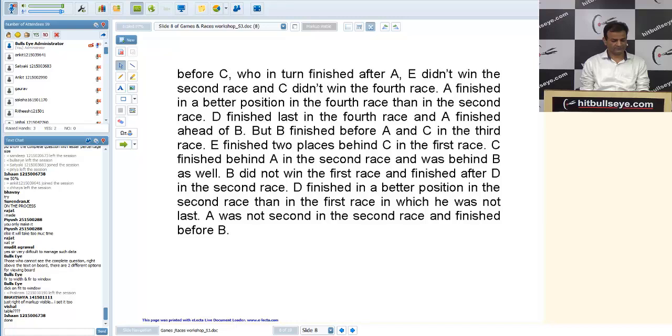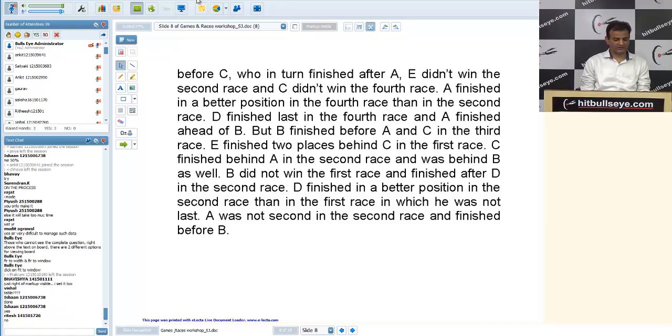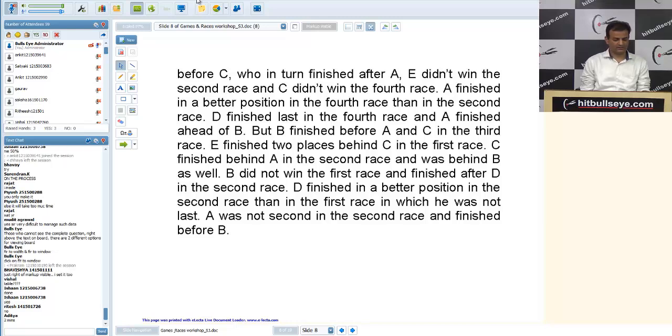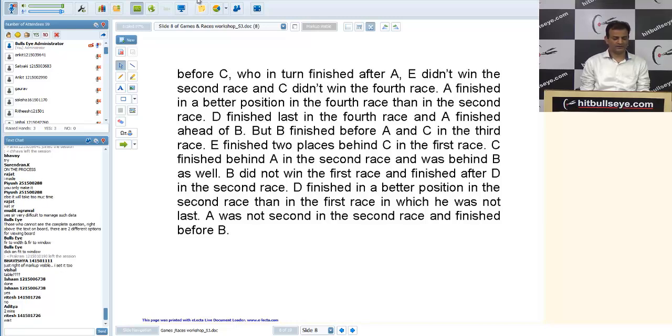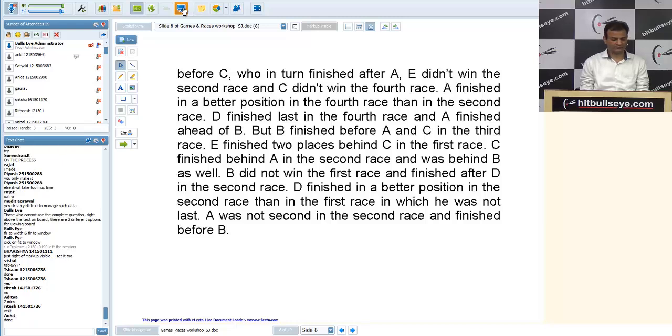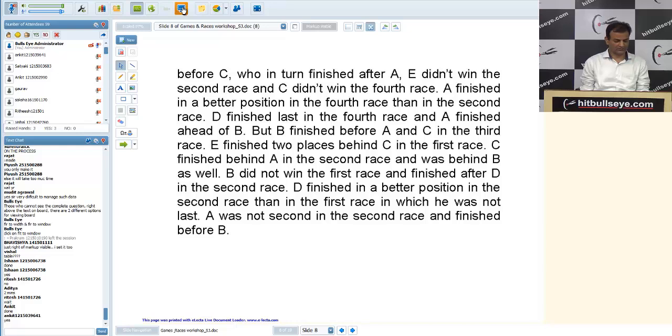Aishan, you have done? Okay, good. Okay, Shan, very good. Aditya, you want 2 minutes? Okay. After 2 minutes, I will make the table. Yes, Ankit, good.